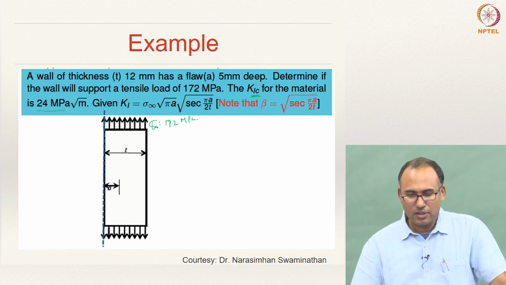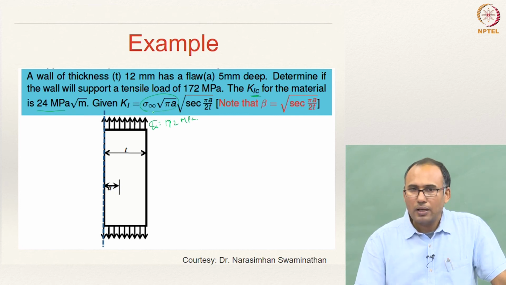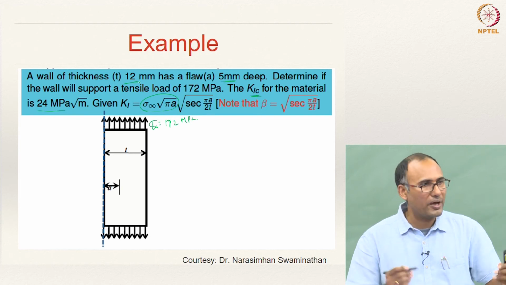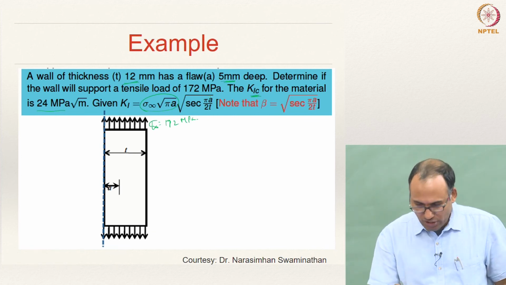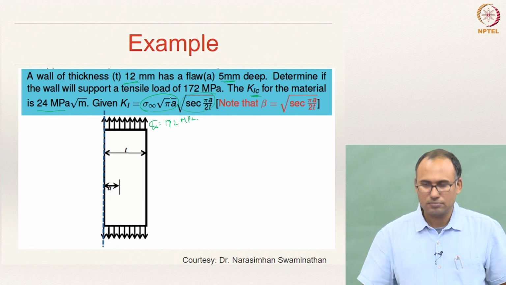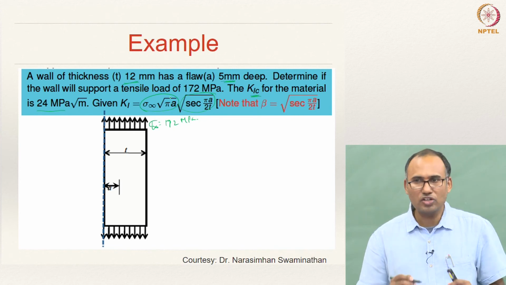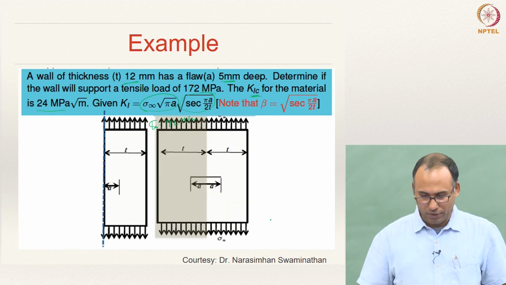That is given. Then your K1 is normally sigma root pi a, but here the flaw is 5 mm and thickness is 12 mm. So they are comparable, so you cannot neglect the geometry effect. The geometry effect is given by this factor, under root secant of pi a by 2t. That is your geometric factor. You add that geometric factor and calculate K1.